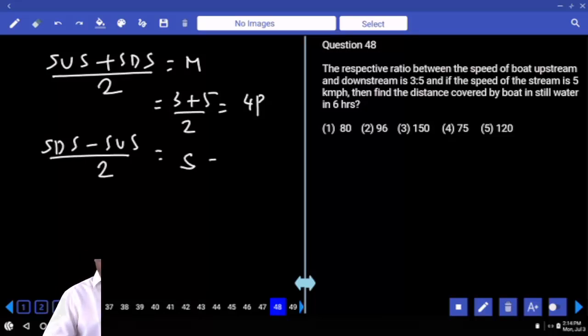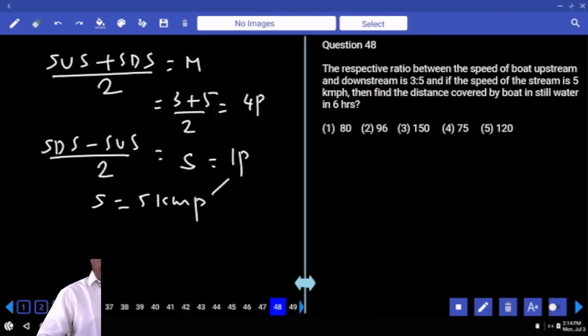And it is equal to how many parts? 1 part. But speed of the stream is given as 5 km per hour. Am I right? That means S equals 5. Remember, S is nothing but 1 part. Now, boat speed in still water is M. If 1 part is 5, then 4 parts equal 20.